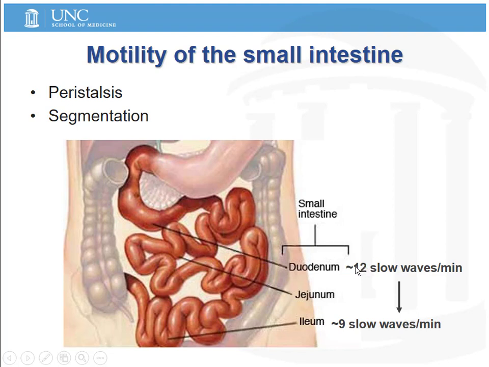So in the small intestine, the interstitial cells of Cajal can produce more frequent slow waves than in the stomach. In the duodenum, there are about 12 slow waves per minute, and that number slowly decreases distally, with about 9 slow waves per minute in the ileum. These slow waves determine the rate that action potentials, and therefore contractions, can occur in each part of the small intestine.